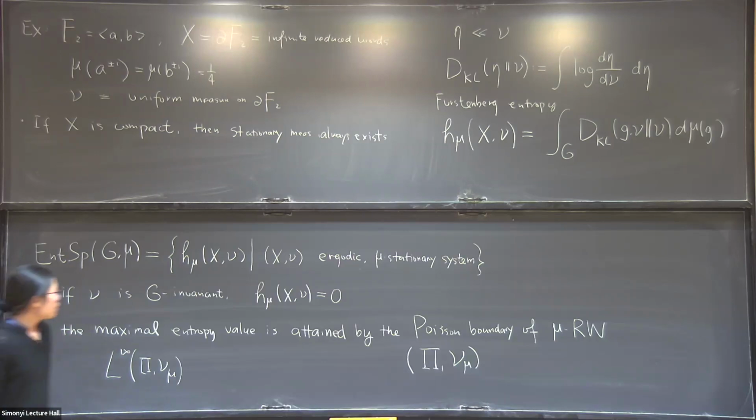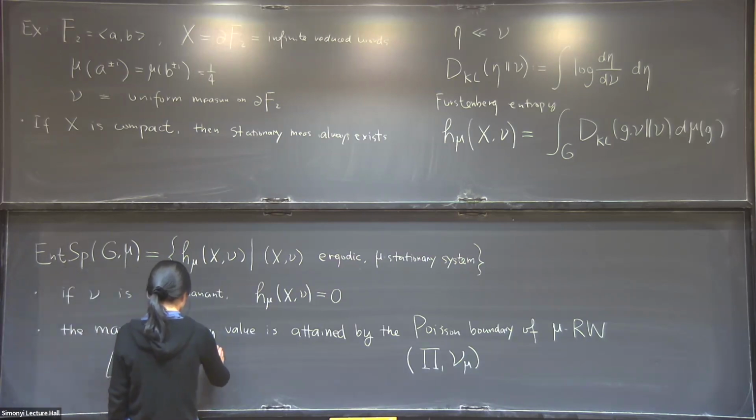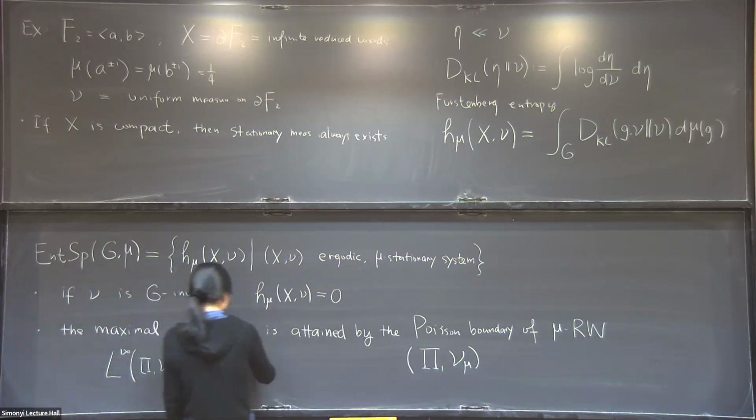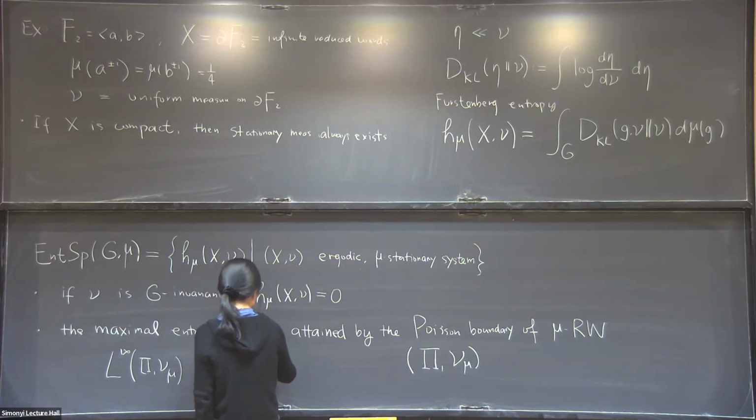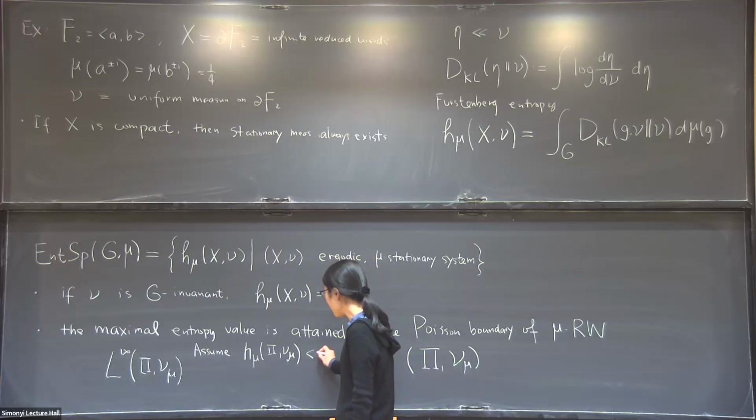Okay, so we now know, so we're always going to assume that the random walk we consider here for the Poisson boundary, you get a finite entropy number. So we always assume that. Just make an assumption here. That's the Furstenberg entropy of this is finite.